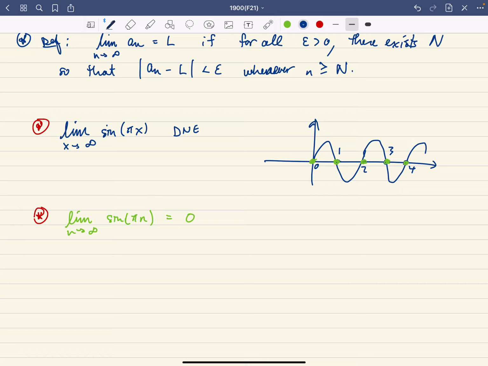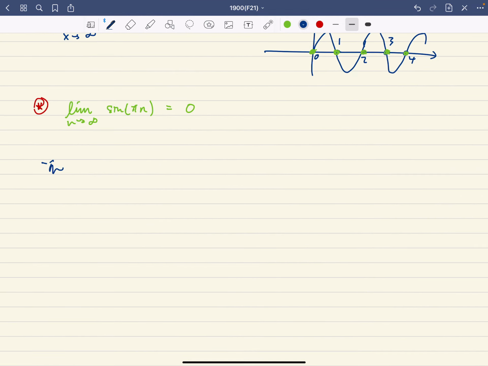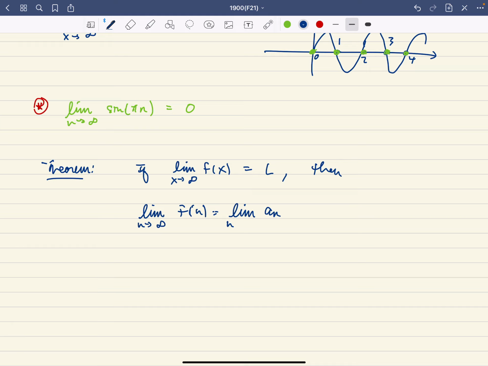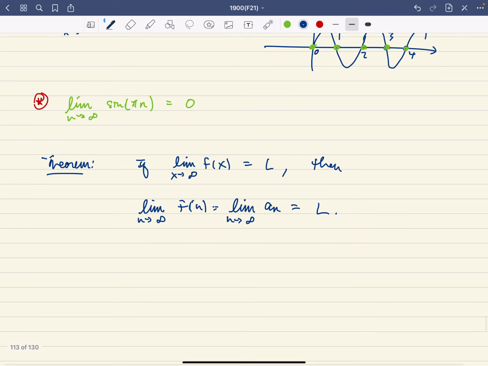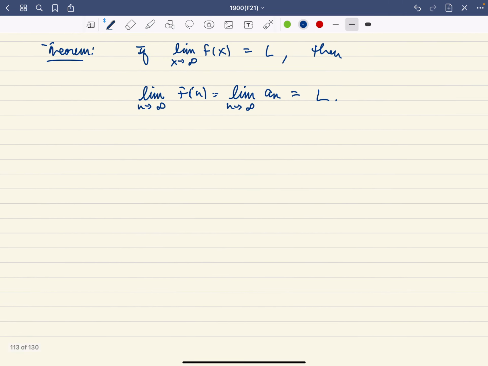I'm going to call this a theorem. If the limit of f of x as x approaches infinity is equal to L, then the limit as n goes to infinity of f of n, or if you like, if instead of thinking of this as a function you want to think of it as a sequence, the limit of a sub n as n goes to infinity, must also be L. So if a function settles at the value L, then so does the sequence. And that makes a good amount of intuitive sense if you think about it.